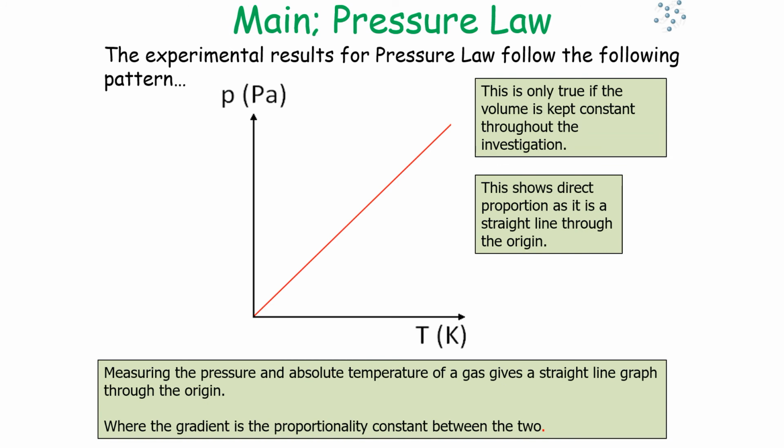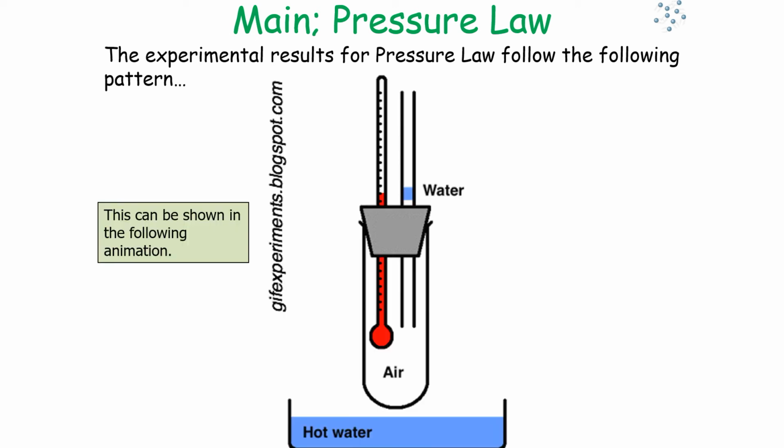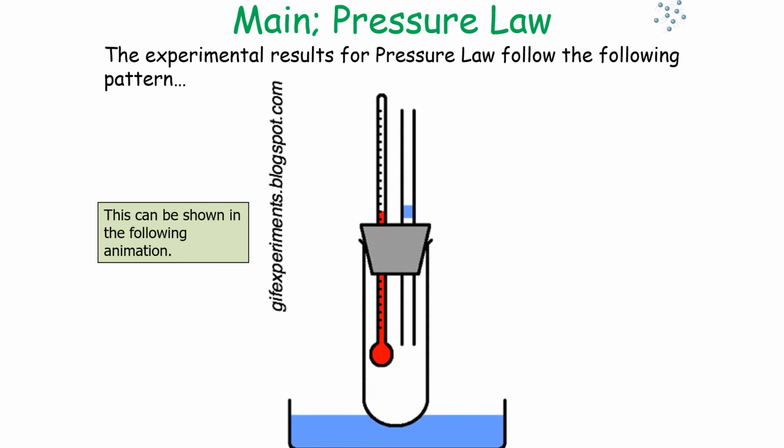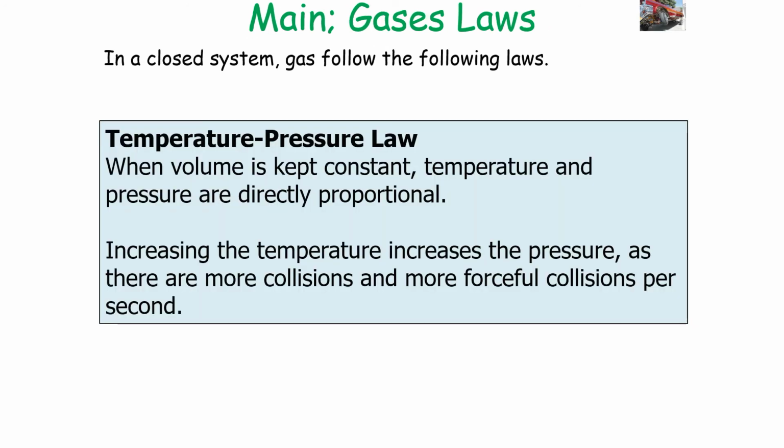So the experimental results for this law are as follows. When pressure and temperature are plotted against each other, we can see direct proportion as it's a straight line through the origin, which we can see in this particular animation. So, in a closed system, the gas has the following law, the temperature-pressure law. When the volume is kept constant, the temperature and pressure are directly proportional. Increasing the temperature increases the pressure as there are more collisions and more forceful collisions per second.